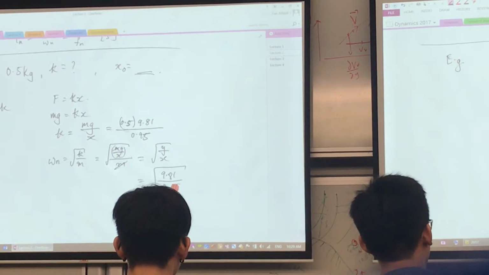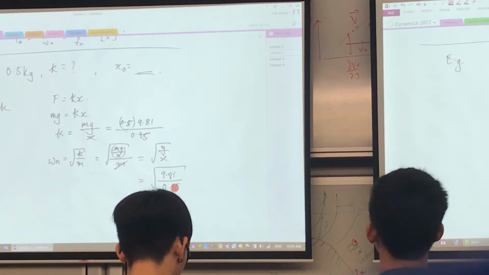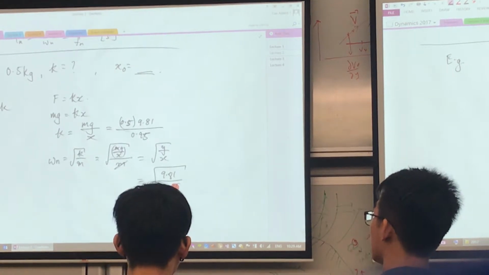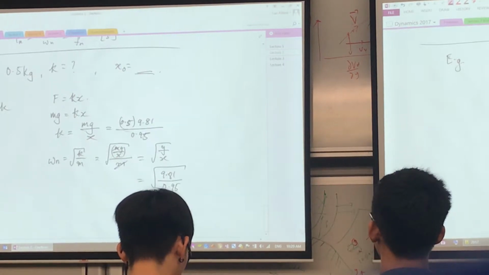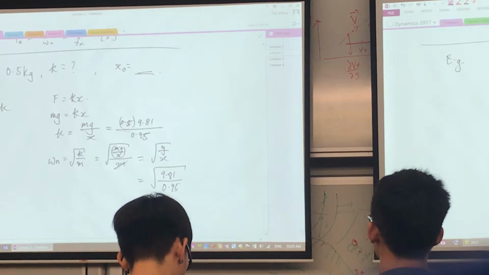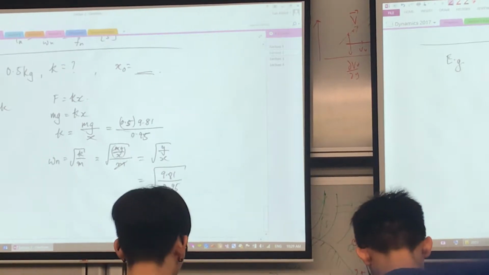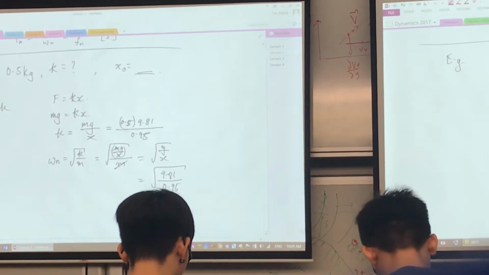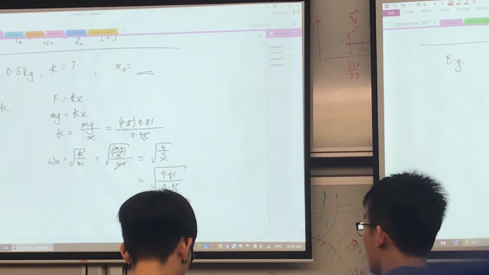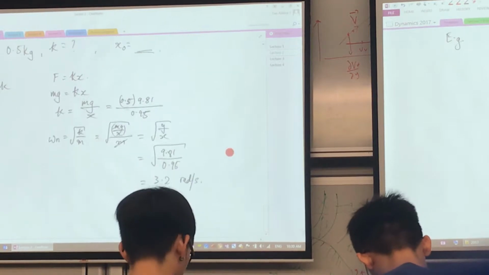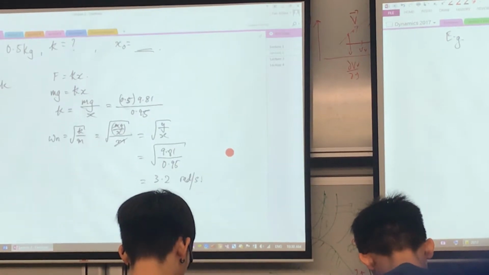Actually, I don't know. It's a live demonstration. What's the value? I was calculating 3.21, so it's about 3.2. And the units? Natural frequency? Radians per second. Yeah. If you say hertz, then I take back one.